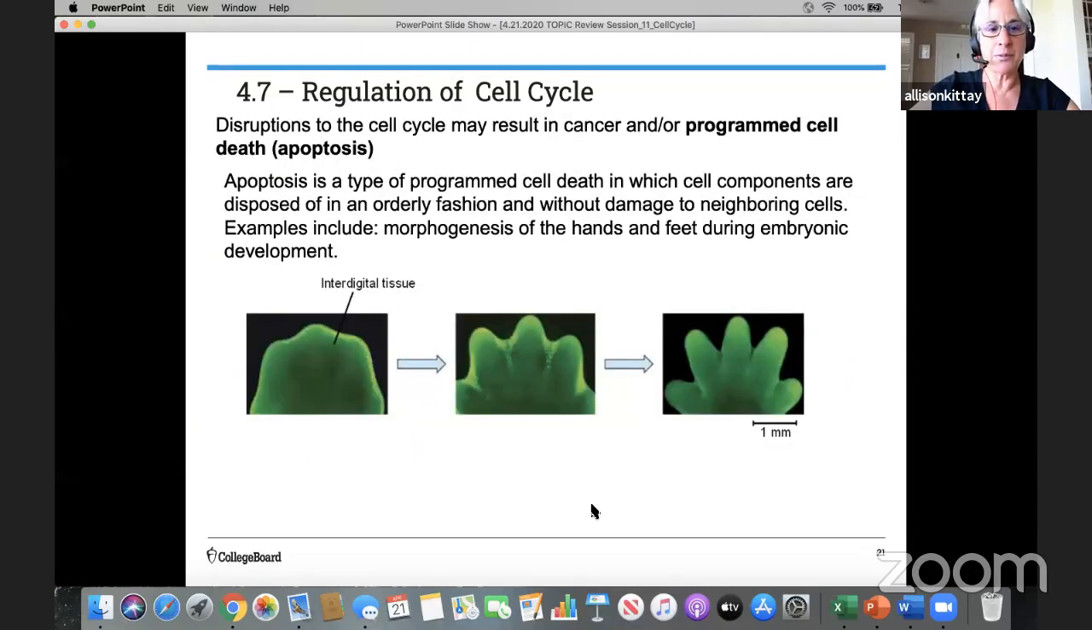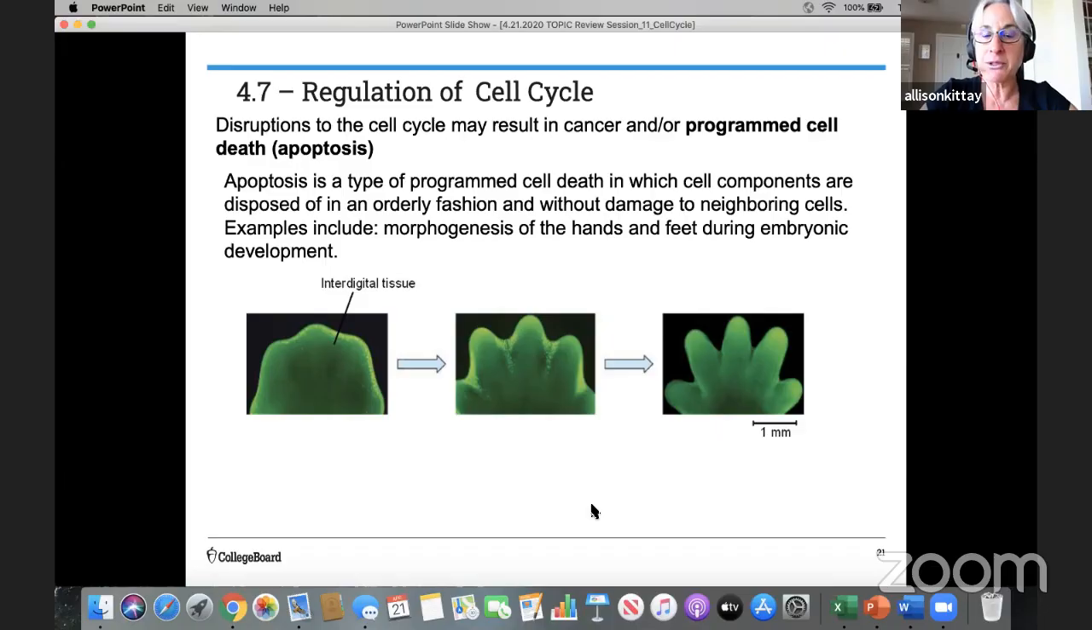Okay, so there are two types of disruptions I want to talk about. Disruptions to the cell cycle. So if you miss an internal signal or an external signal, it can result in cancer or in something called apoptosis, which is programmed cell death. And this is not necessarily a bad thing. I'm going to give you an example that has happened when your fingers and toes were forming.